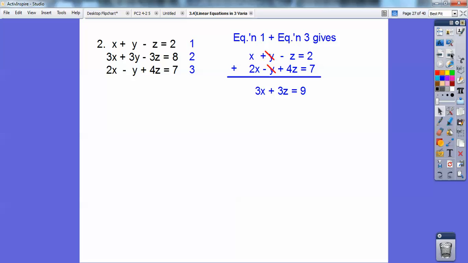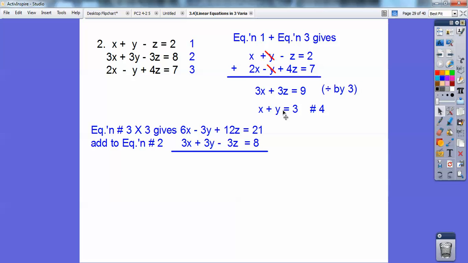Okay, now I took equation 1 and equation 3 because, again, I should have picked a different problem because I get rid of y again. I should have picked one where we got rid of x first, but I didn't. So when I add those together, I get 3x plus 3z equals 9. Now I like to divide that by 3 because I want smaller numbers. I don't want to deal with the big numbers. So I took that equation and divided everything by 3. And that's what I called equation 4.